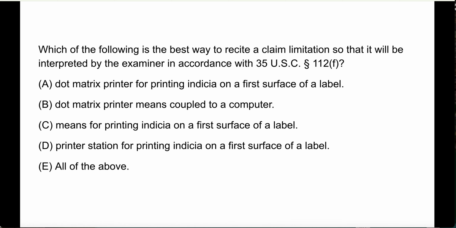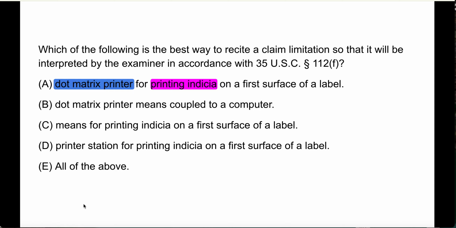Let's go back to the question at hand. So, pause the video here if you need some time to determine the correct answer. The correct answer is C. Answers A, B, and D each use something for language, but they also recite structures in addition to the functions. So for A, we have no nonce term. We do have for printing indicia, but we also have the structure of a dot matrix printer.